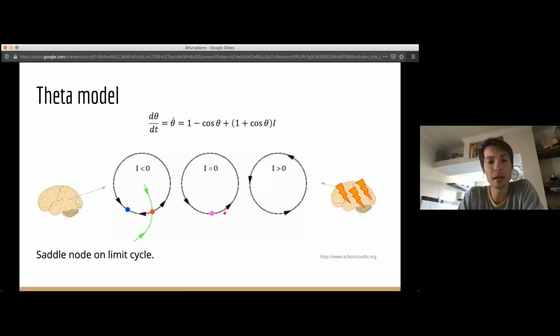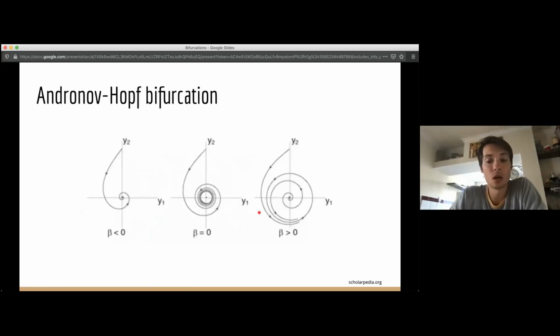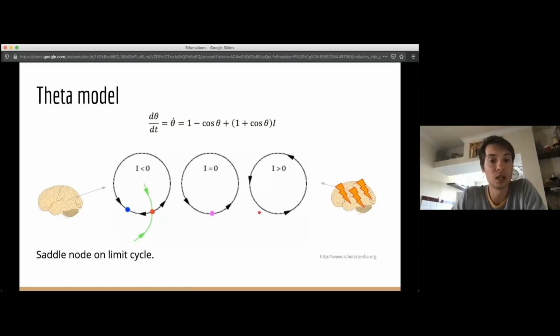Another thing worth mentioning here is that this particular type of bifurcation is called a saddle node bifurcation, and the name basically comes from this Poincaré diagram that describes what type of points we can have. This merger here describes that exactly at this critical point we have a point that is called a saddle.